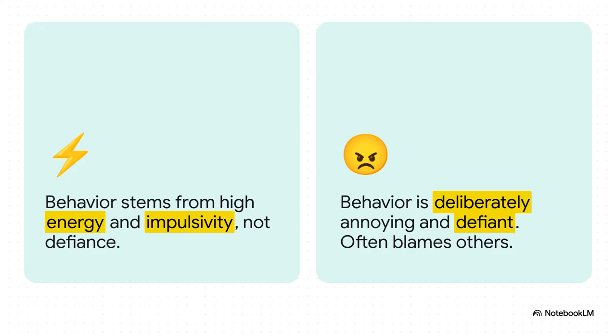And this is where things get really interesting, especially when you try to tell the difference between ADHD and something like oppositional defiant disorder, or ODD. With ADHD, a kid might interrupt because they just can't control the impulse. But with ODD, the behavior is often intentionally defiant and annoying. It really all boils down to the why behind what they're doing.